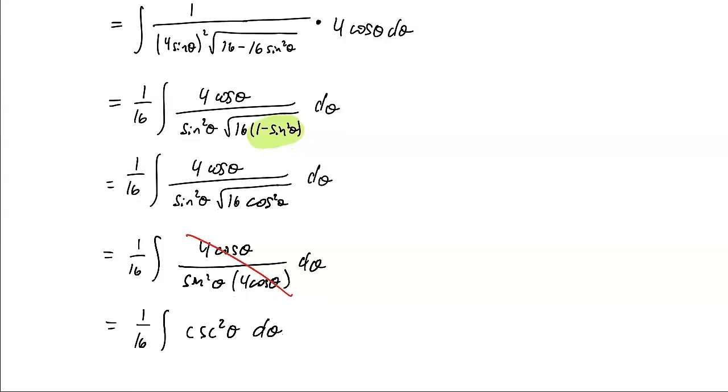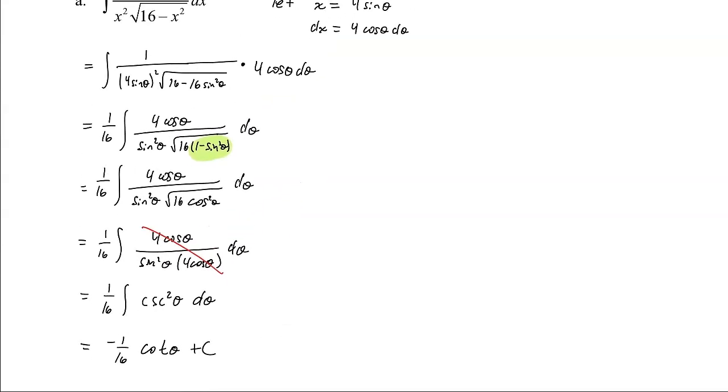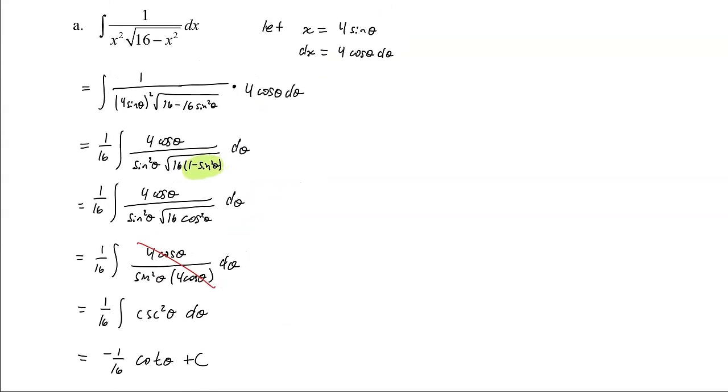which the antiderivative of cosecant squared is negative cotangent. So this is negative 1/16 cotangent of theta plus c. Cool, I got the answer, right? Yeah, I mean I did, right?